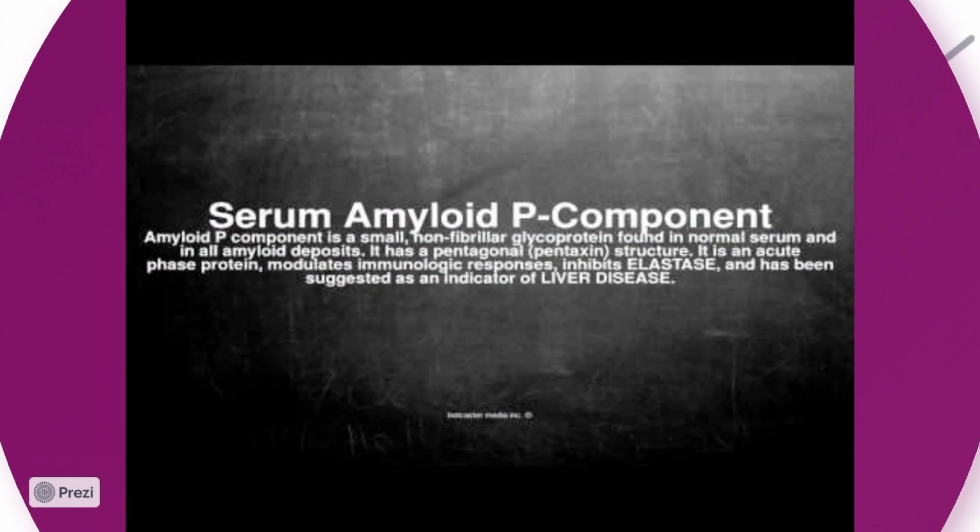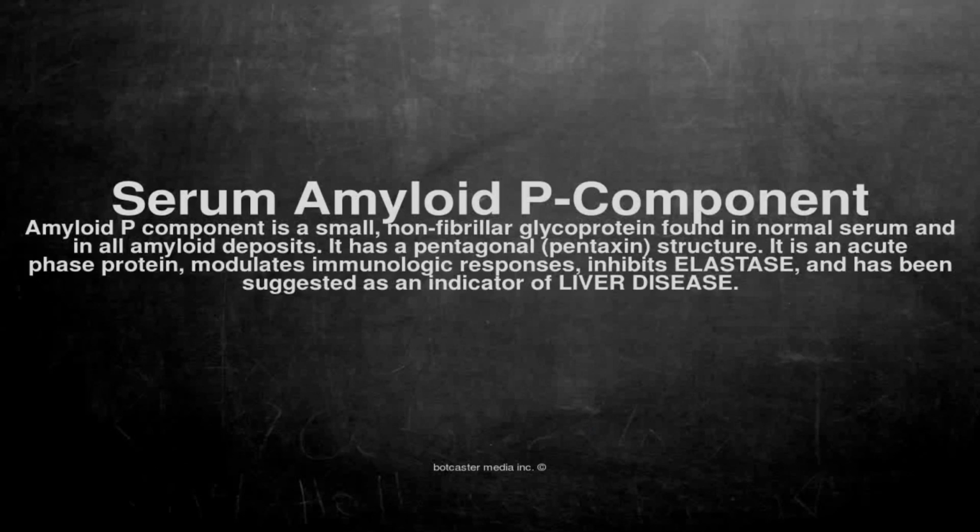This is the definition of the serum amyloid P component. Amyloid P component is a small, non-fibrillar glycoprotein found in normal serum and in all amyloid deposits. It has a pentagonal, pentaxin structure. It is an acute phase protein, modulates immunologic responses, inhibits elastase, and has been suggested as an indicator of liver disease.